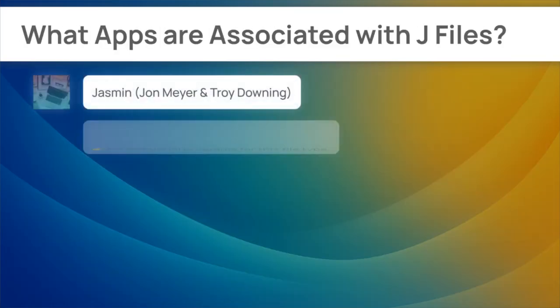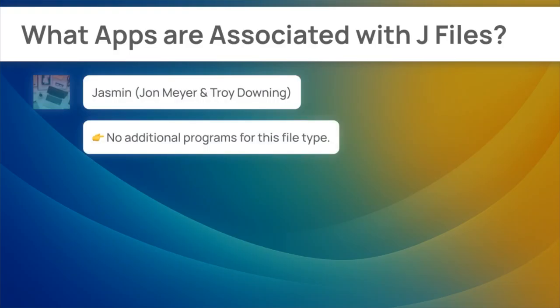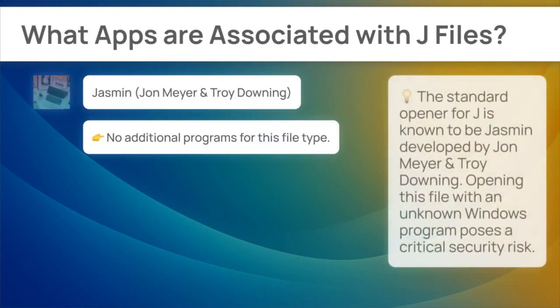The J format has primary linkage to the Jasmin application by John Meyer and Troy Downing. Opening this file outside of a dedicated environment can lead to irreversible data corruption. Windows may show the code clearly, yet proper execution requires compatible development tools.